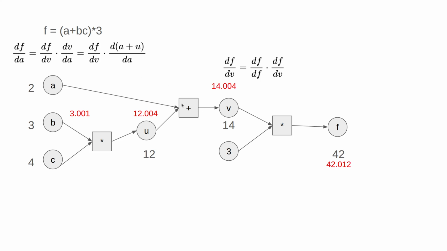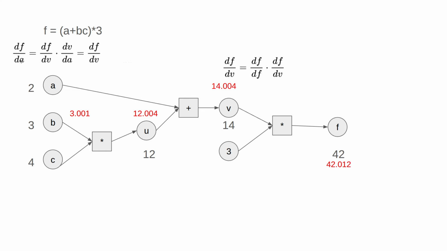Okay, but here we just ignore the implementation for now. We just concentrate on the computational graph itself. So for dv over dA, since v is the result of this function, we can replace the v with the function itself. So v will be equal to a plus u, and then this will become 1.